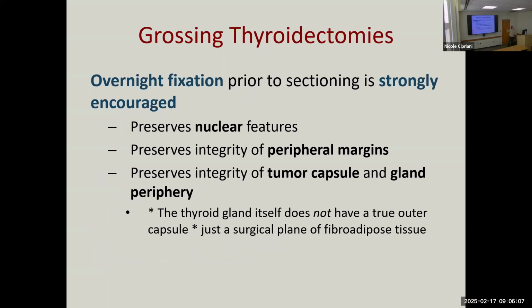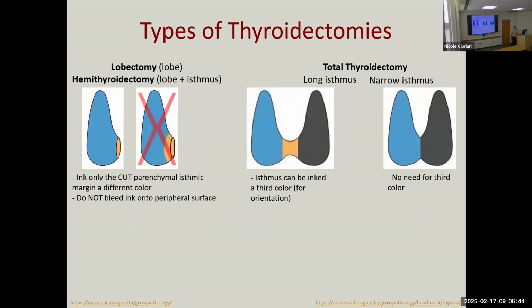All right, we always fix these overnight, as we know, because we want preservation of the nuclear features, preservation of the peripheral margins of the thyroid, and preservation of the tumor capsule, which is inside the thyroid gland. The thyroid gland itself does not have a capsule, it just has a tissue plane. Any of you who've cut a thyroid fresh, and hopefully you never will, it's messy and it slips and slides all over the place. So you get all these artifactual slippages we try to avoid by fixing it in formalin overnight and having nice, clean sections, because we could overdiagnose cancer just based on architectural slippage, and we don't want to do that.